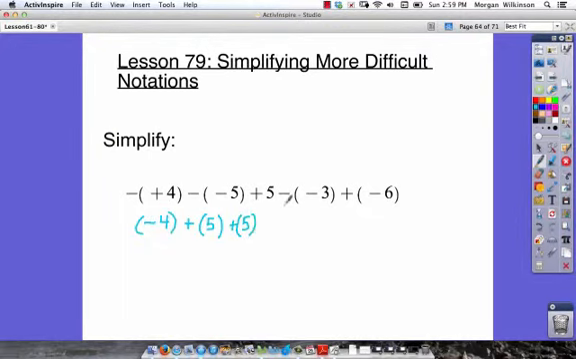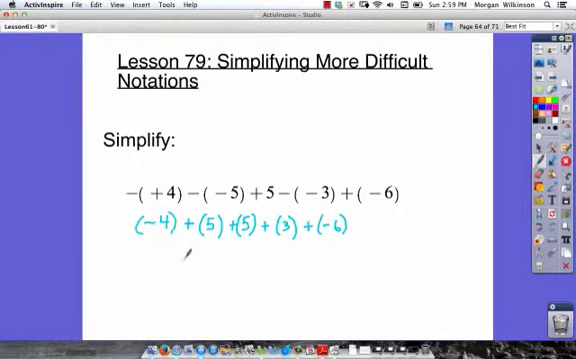Put it in parentheses. We've got a double negative 3. Double negative, that must mean a positive. So we're going to get plus 3. And then we've got plus negative 6. Well, now we're adding everything. That's what we really want to do. And we can go ahead and solve.